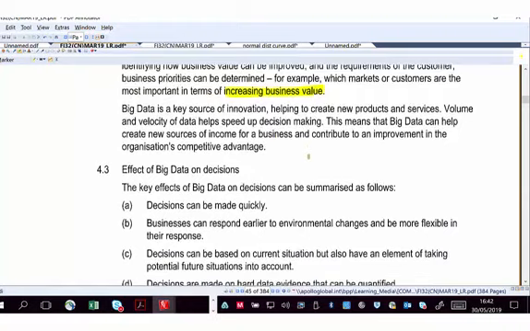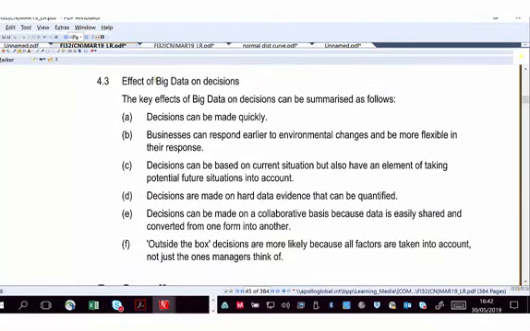Finally, if we think about the effect of big data on decision making, big data has a huge positive impact on decision making because those decisions can now be made very quickly. The information is available real time. It enables the business to respond earlier than it would have done using historical information. The decisions will be based on current needs, current wants of your customers, rather than, as we said, historical information.